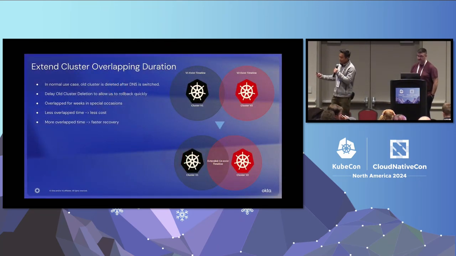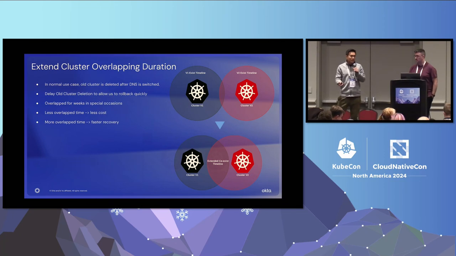Similarly, we have a cluster overlapping feature. Imagine we finish the deployment, the old cluster is gone, and then the incident starts right after the deployment is gone. So the action item is that I need to patch or make a new release and then do another deployment, which takes a lot of time. So this option allows both clusters to coexist at the same time, even up to several weeks.